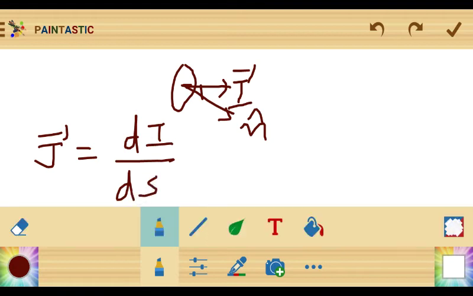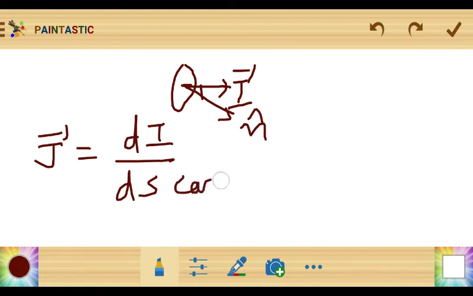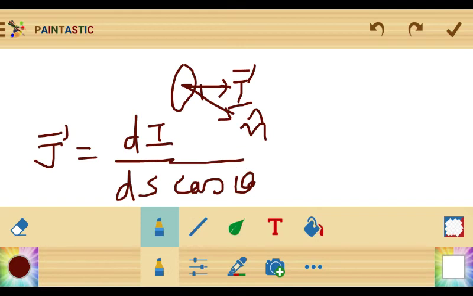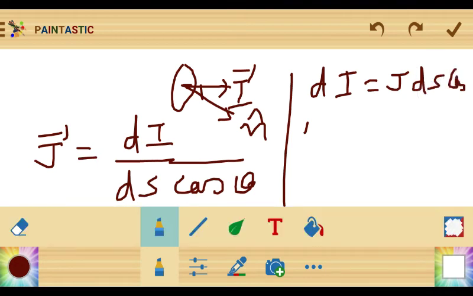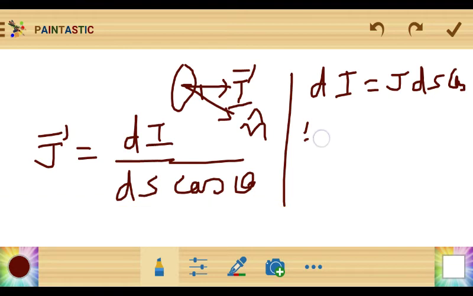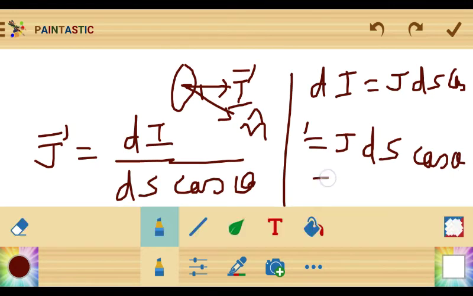I is not a vector quantity, as we already said, but area vector dS is a vector. So I can write this dS as cos theta. I have removed n because n and S have an angle. On further solving, I can write dI is equal to J dS cos theta. Due to less space, I can write this cos theta term simply in dot product form, J dot dS.